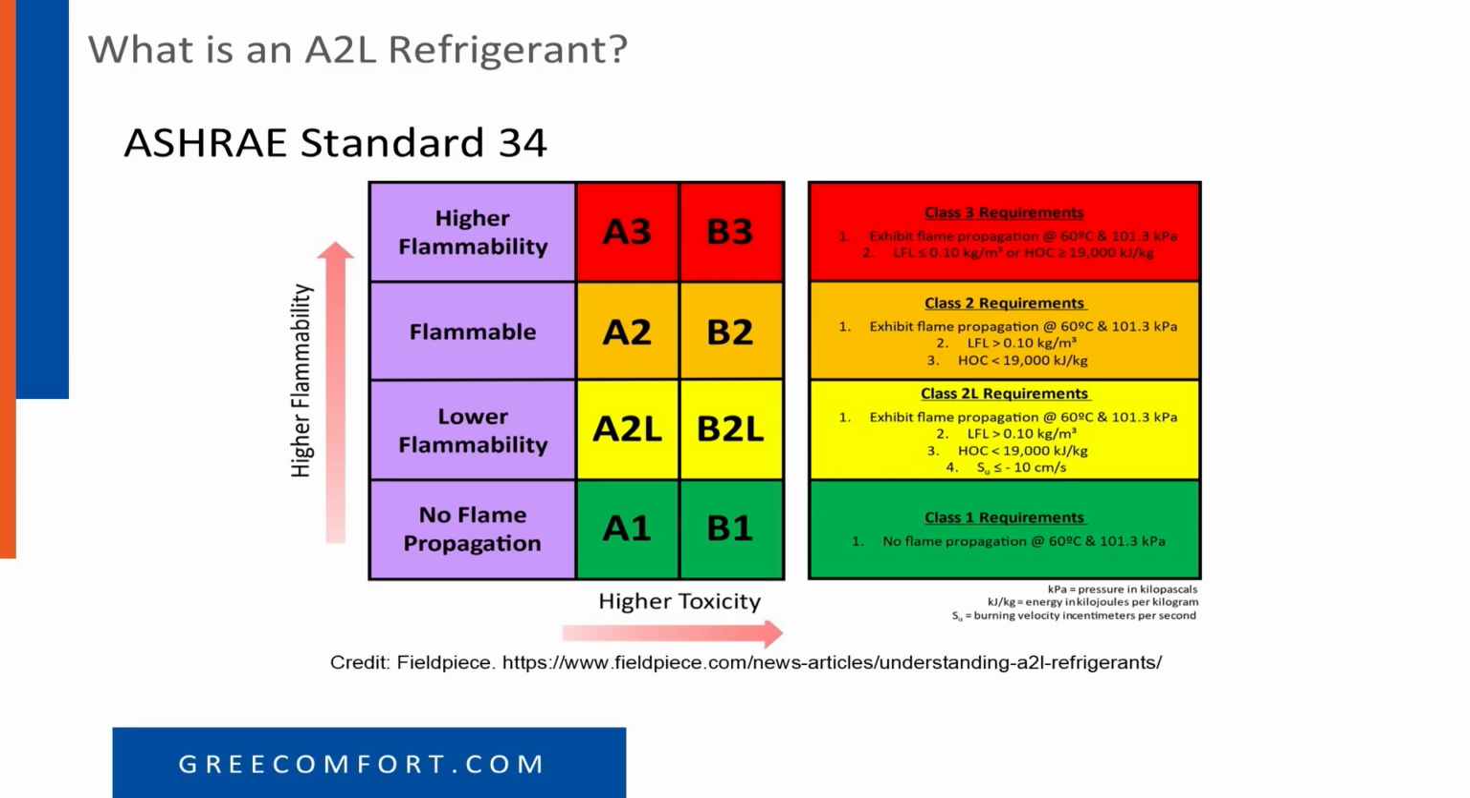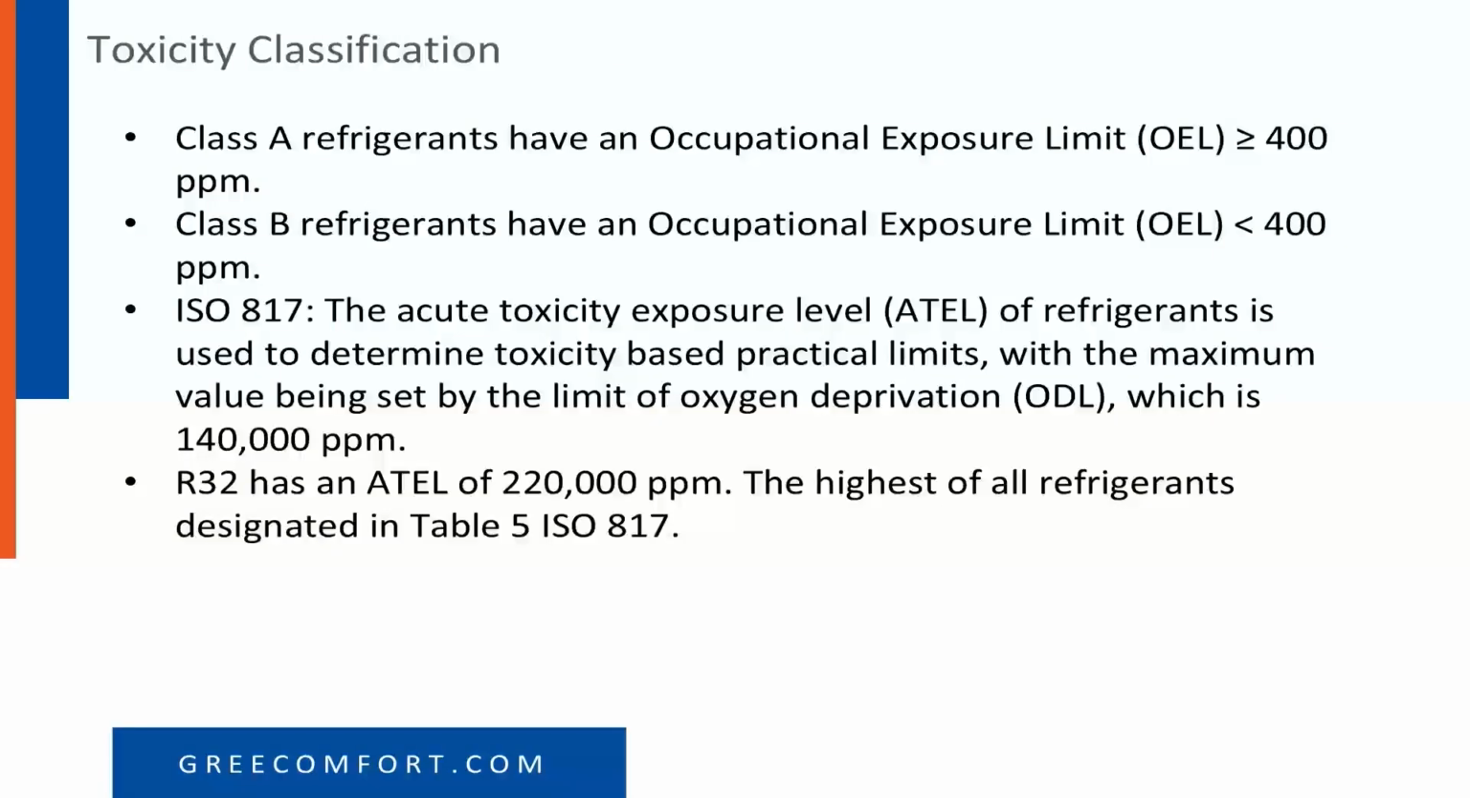A2 refrigerants just mean that it's flammable. It does burn a little faster than the 10 centimeters per second, and there's also a restriction on the lower flammability limit and the heat of combustion. And then you have the A3s and the B3s. The class 3 refrigerants are very flammable. Those are your hydrocarbons, like propane and other things like that. So we'll move on and talk about the toxicity classification more in depth.